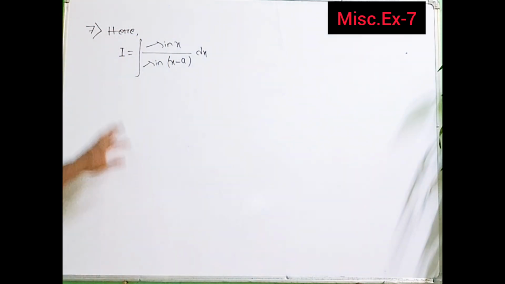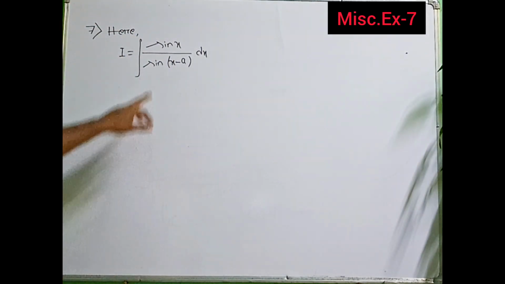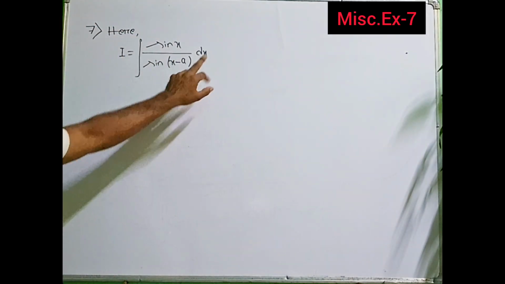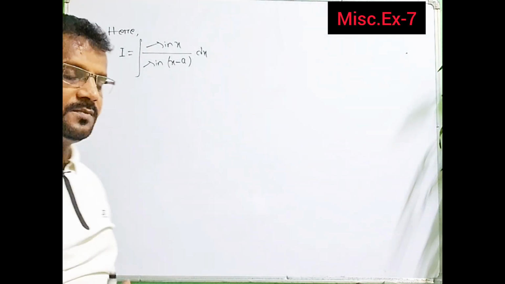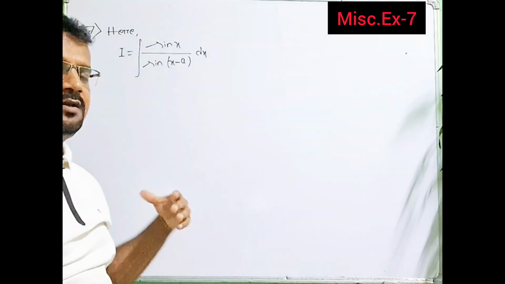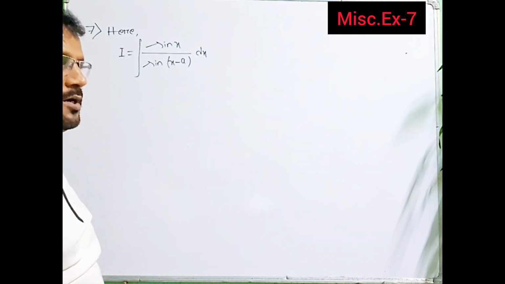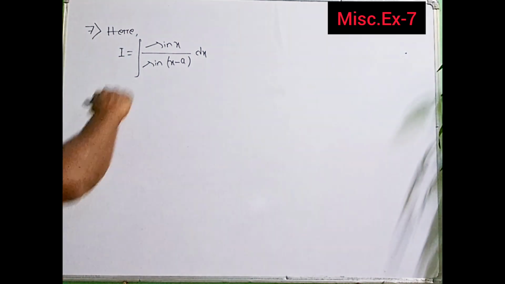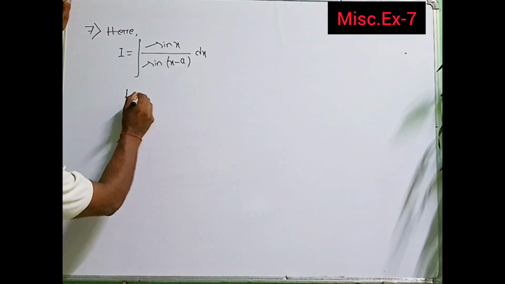We are going to take question number 7. Here it is: integral of sin x by sin of x minus a dx. We have to find out the integral. So if you observe, it is not coming under any standard integral. So what to do here? In that case, we have to go for substitution.